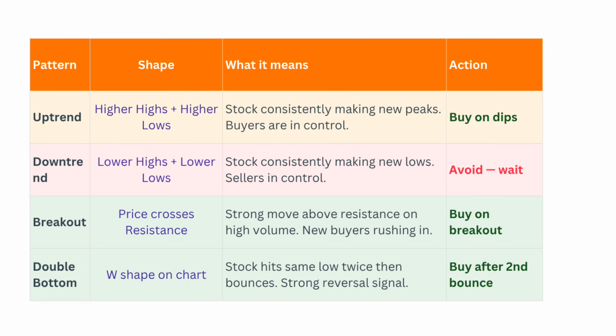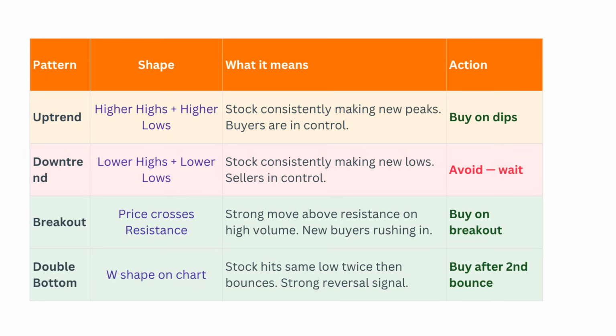Pattern 1, uptrend. The shape will be higher highs and higher lows. What it means: the stock is consistently making new peaks, buyers are in control. Action: buy on dips. Then downtrend: lower highs and lower lows. The stock is consistently making new lows, sellers are in control, avoid.